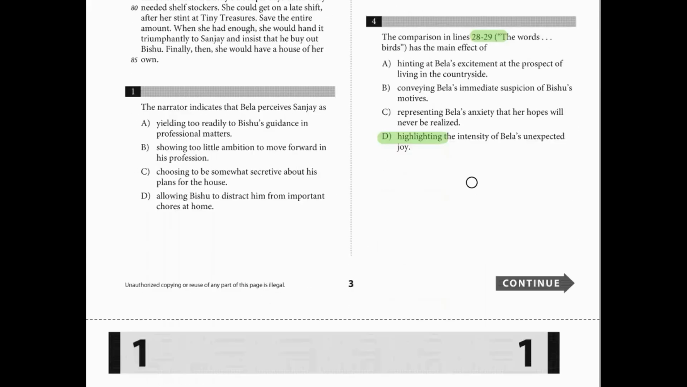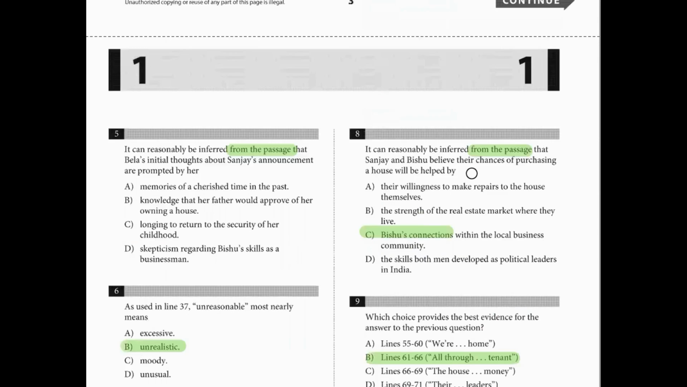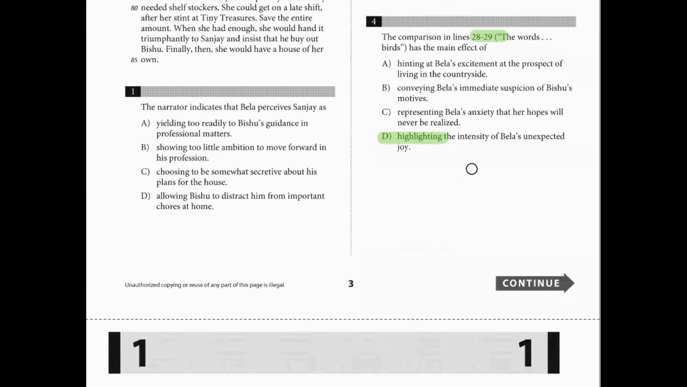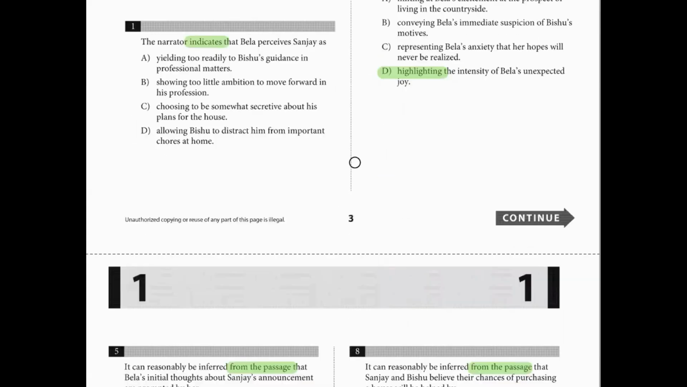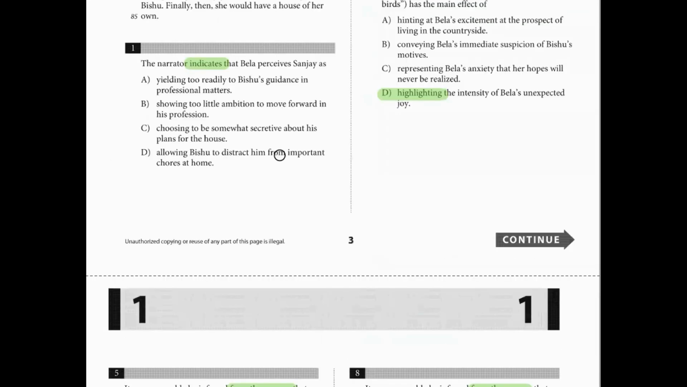Referential questions are questions that are factual. When you see any question beginning with "according to the passage" or "as per the passage" or "what does the author state or indicate," those are referential questions. So we have question number 1 as a referential question. Then we have question number 7 as a referential question. Now let us try to solve question number 1 and 7.